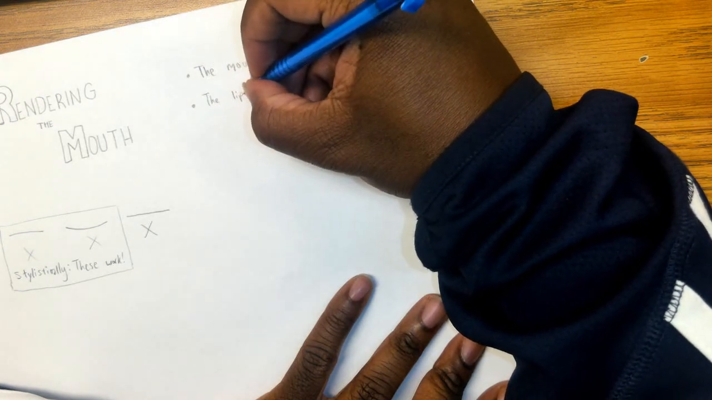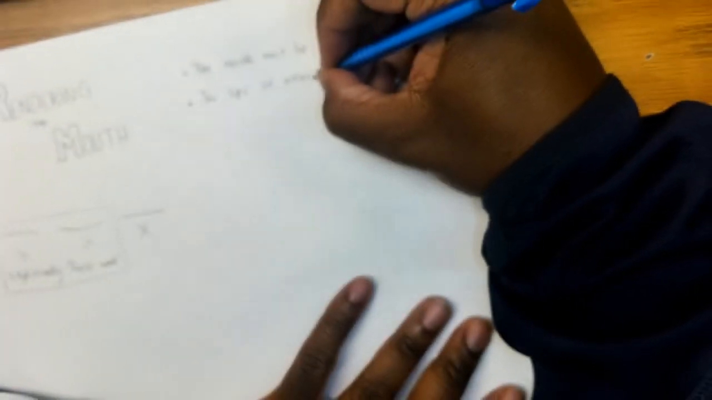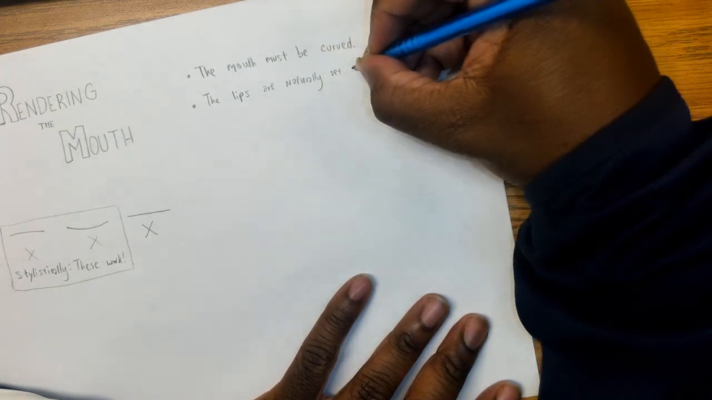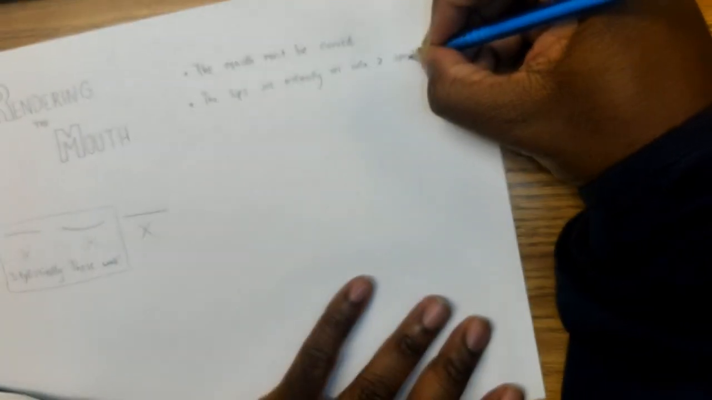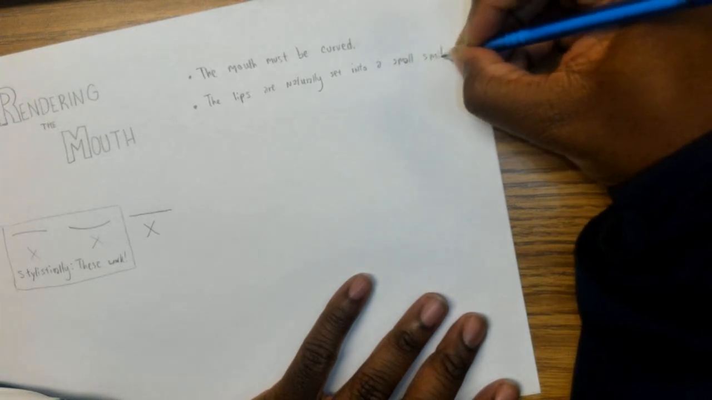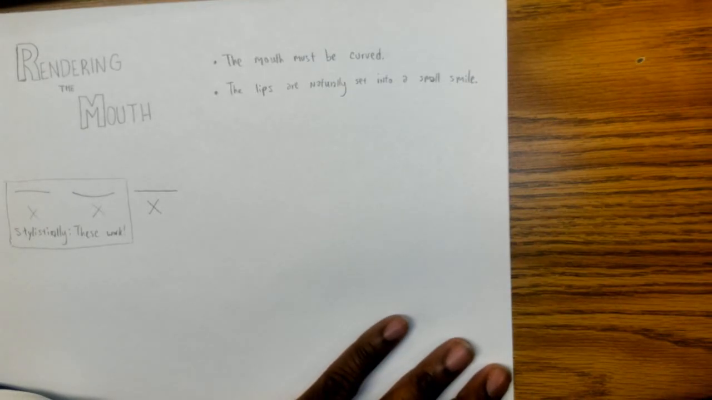And the lips are naturally set into a small smile. That means those that try to keep a very stiff lip or try to keep a frown, try looking passive, you're actually using more muscles in your face to maintain that than with just a smile.